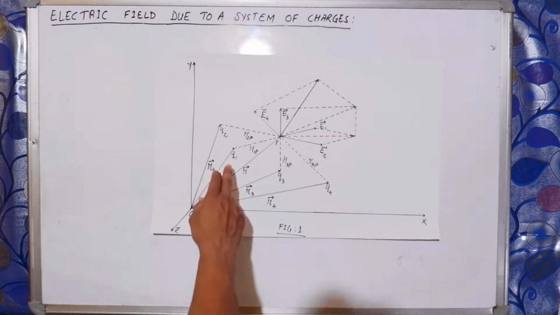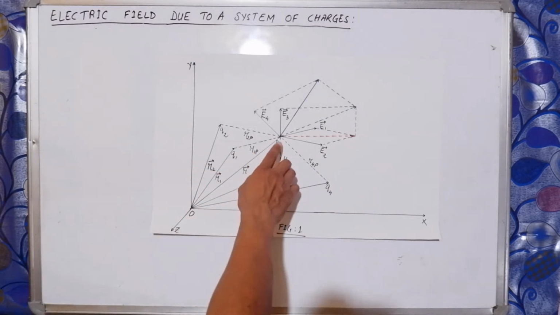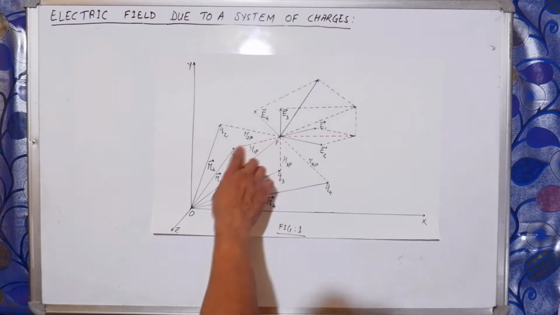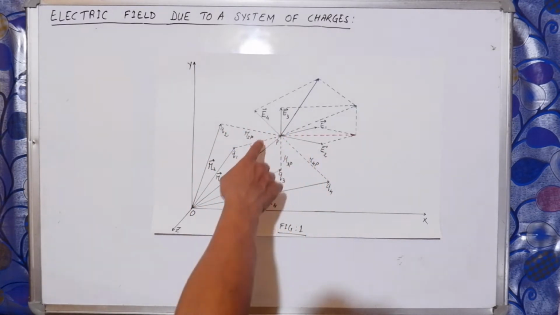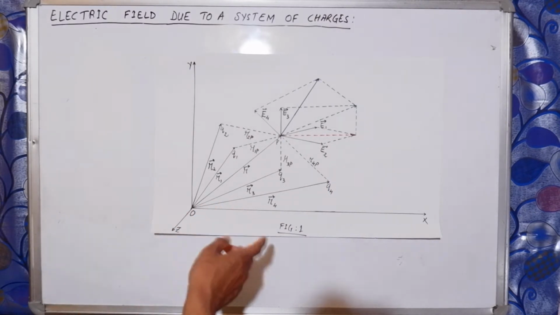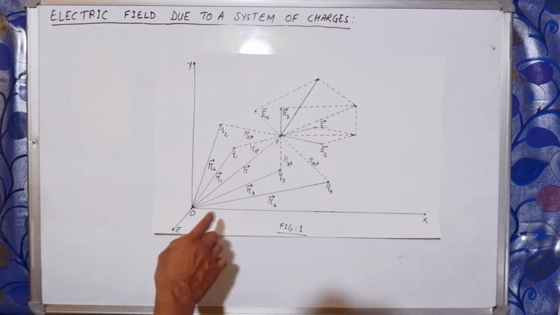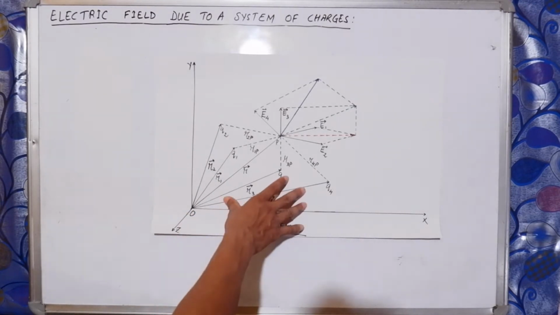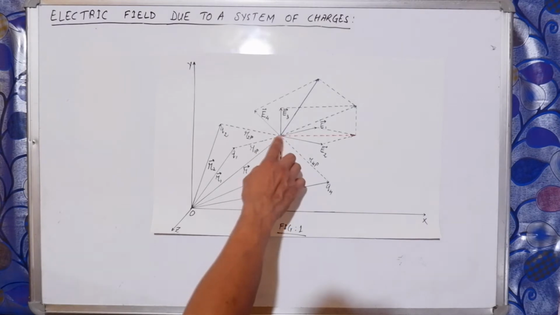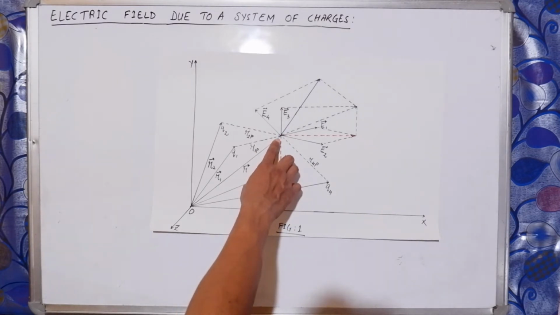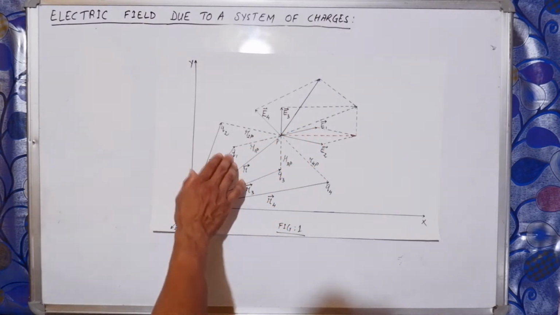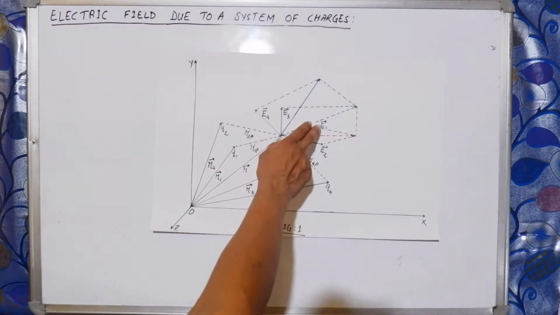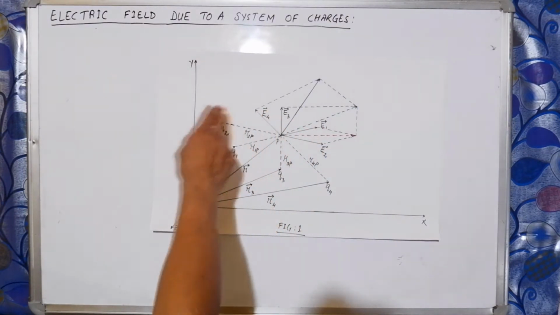Because of the presence of so many charges, the electric field at point P due to charge Q1 is given by E1, the electric field at point P due to charge Q2 is E2, and so on up to the electric field due to charge Qn, which is En. To get the total electric field at point P, we have to add E1, E2, E3, E4, and so on.